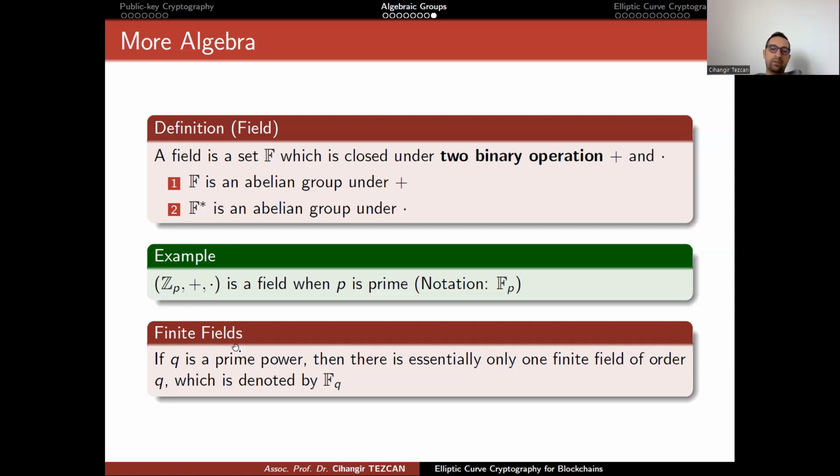So this leads us to the definition of finite fields. If q is a prime power, by prime power we mean a power of a prime number, like the fifth power of 2 or the 10th power of 3, these are prime powers. So if q is a prime power, then there is essentially only one finite field of order q, which is denoted by F_q. So you can only have finite fields F_q where q is either prime or a power of a prime.